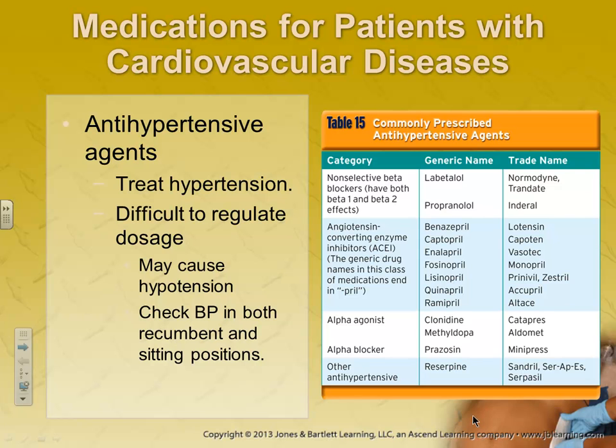Again, just have an idea of the suffixes and a little bit of an idea of what they do. An angiotensin converting enzyme inhibitor is going to block angiotensin 1 from converting into angiotensin 2. If you want to get deeper into that, look it up under the renal chapter.